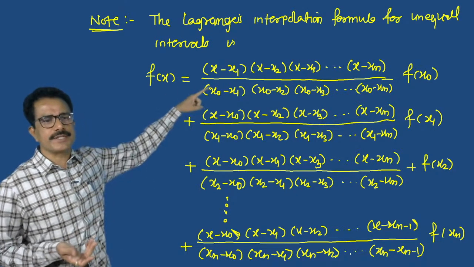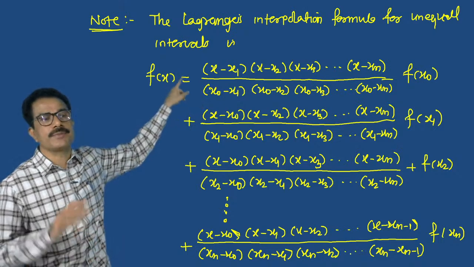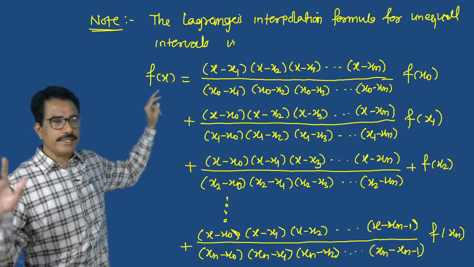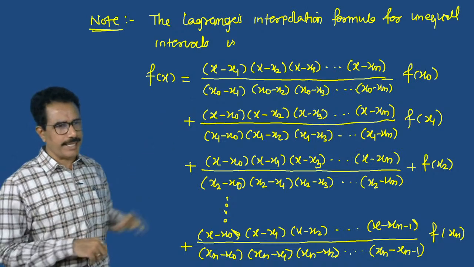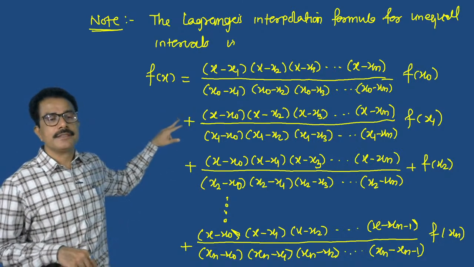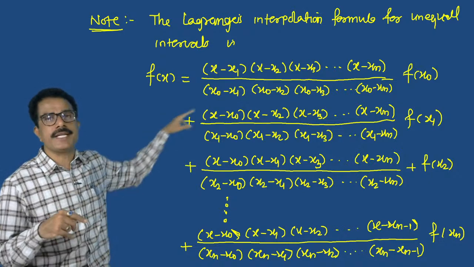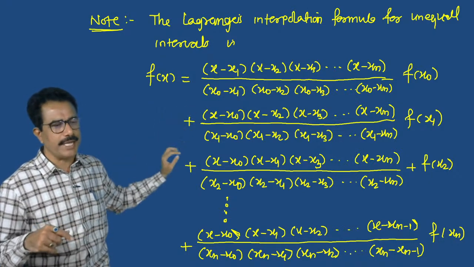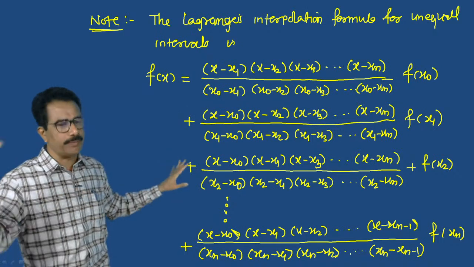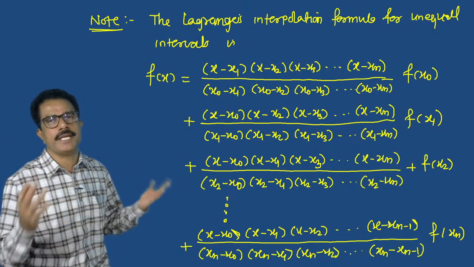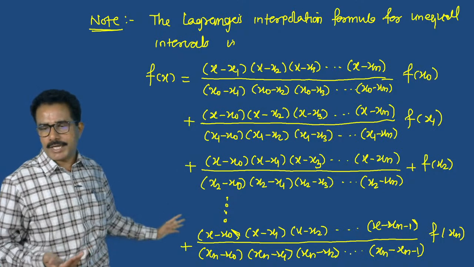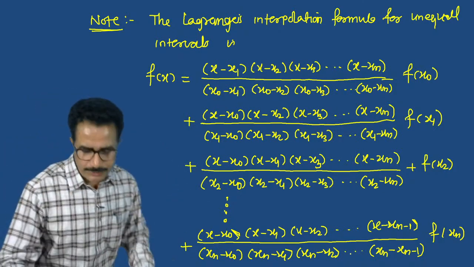f of x0 असताना फर्स्ट टर्म मध्ये न्यूमरेटर मध्ये x मायनस x0 घ्यायचा नाही. डिनॉमिनेटर मध्ये x0 मायनस सर्व टर्म घ्या. इथं f of x1 सेकंड टर्म मध्ये x मायनस x1 न्यूमरेटर मध्ये घ्यायचं नाही, बाकी सर्व घ्या. डिनॉमिनेटर मध्ये x1 मायनस x0 पासून सर्वच टर्म घ्या, फक्त x1 मायनस x1 नसते. In this way we can write this formula in the proper order. Okay, now let us start the problems based on this. आता याच्यावरचे प्रॉब्लेम्स घेऊ. See this example.